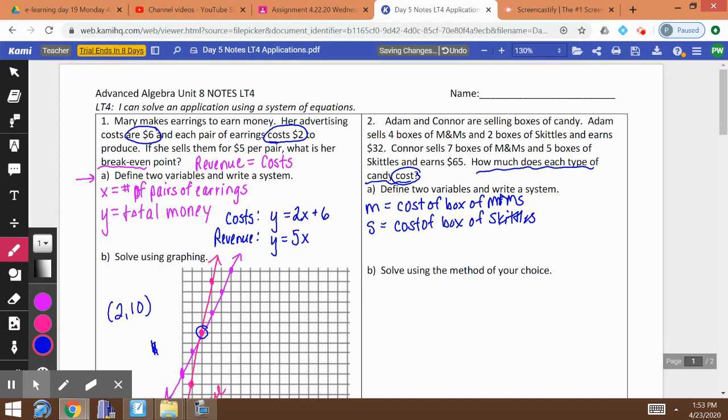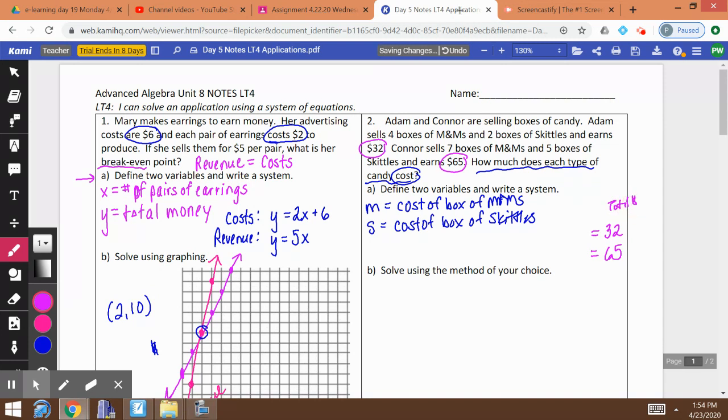All right, so now we need to write an equation, really 2 equations for this. What I always suggest on this is to look for the total here. Look for totals, really 2 totals. Adam earned $32. Connor earned $65. So when I write my 2 equations, we're going to write one equation for Adam and his $32, one equation for Connor and his $65. Again, those are like your total money here, right?